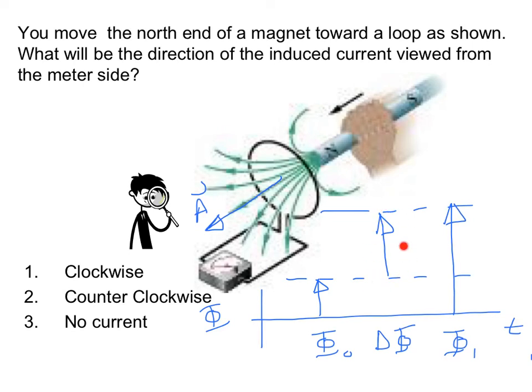Because this change in flux is positive, we want to produce a negative flux. The A vector is coming out. For a negative flux, the B vector must be going in, the induced B vector. Now, using your right-hand rule, if you put your thumb in the inward direction here, what you'll find is that your fingers curl around in the clockwise direction, indicating that the current must be induced in a clockwise direction.